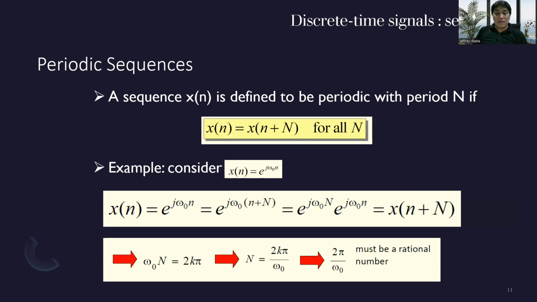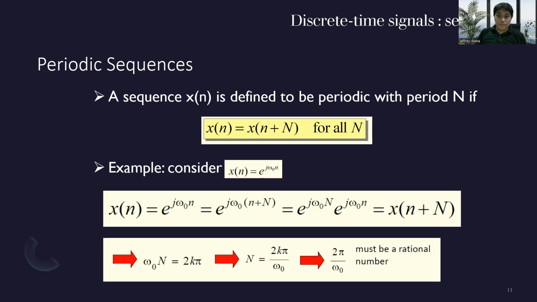For periodic sequences, a sequence x[n] is defined to be periodic with period N if, in our formula, x[n] is equal to x[n plus N] for all n. For example, consider x[n] equal to e^(j omega_0 n). Here is the sample formula to consider for periodic sequences: x[n] equals e^(j omega_0 n), which equals e^(j omega_0 (n plus N)), which equals e^(j omega_0 n) times e^(j omega_0 N), which equals x[n plus N].